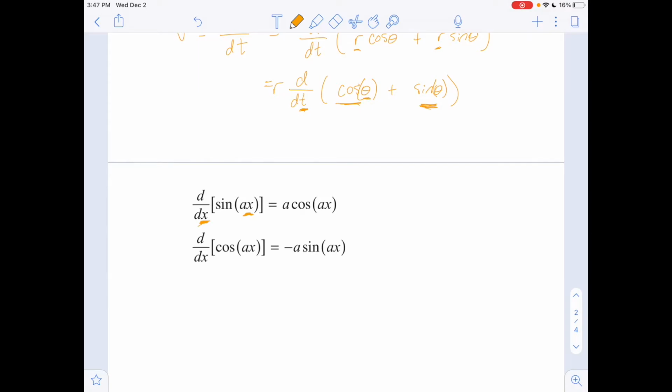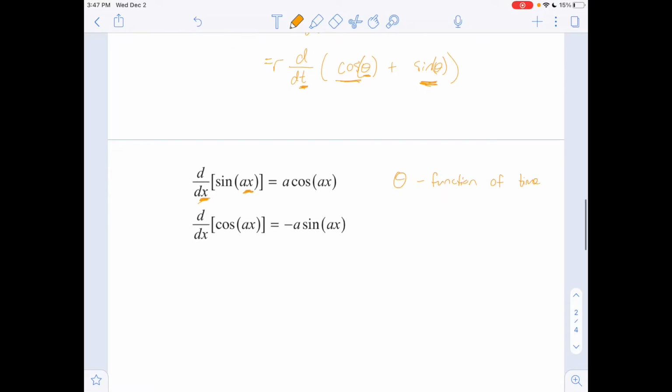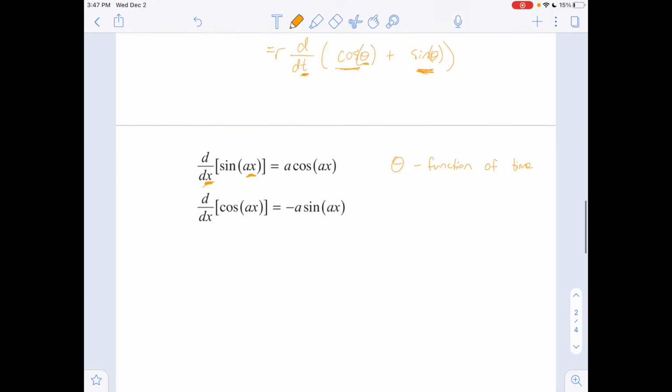Now, theta in this case is not constant, right? It is going to change. And that means that theta is a function of time. It's going to change as time changes. So the derivative of cosine theta here is not just negative sine theta. What we have to do here is actually take the derivative of whatever function is on the inside of that trig function. So let me just do those one at a time.